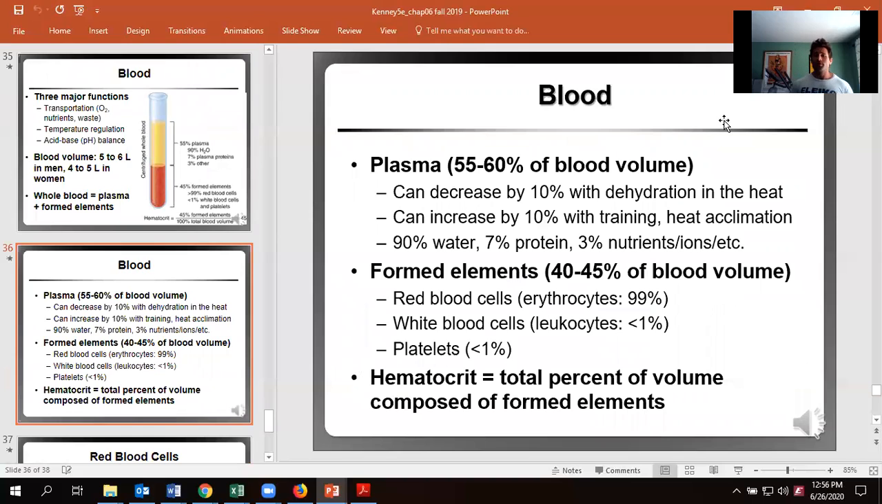So we're going to see that plasma level go down when we're dehydrated. We're going to see it go up when we're really well hydrated or really adapted to being out in the heat. We're going to see those changes in red blood cells with training, where we're also going to increase the number a little bit, but we're not going to see that hematocrit really uptick.